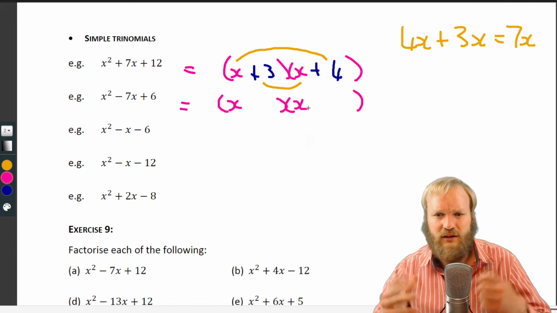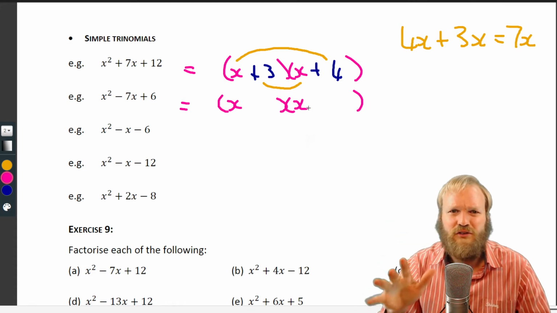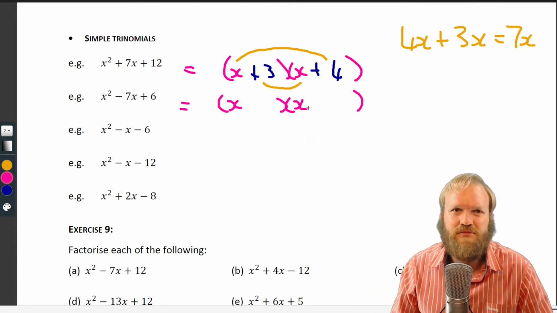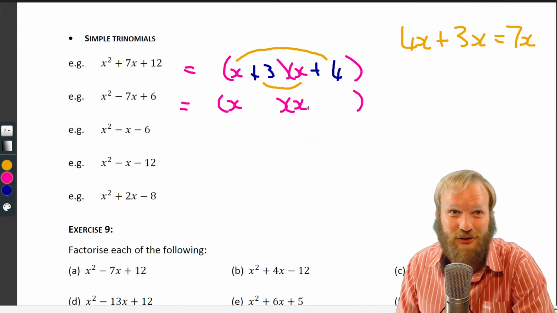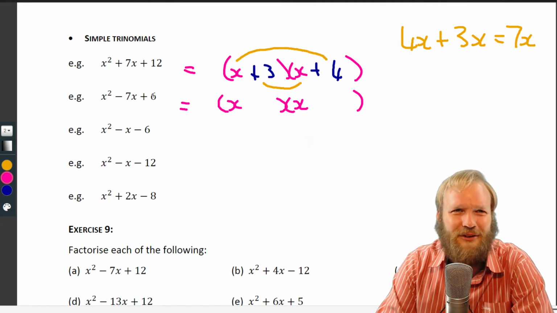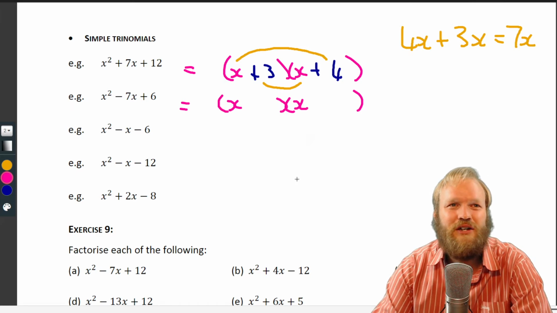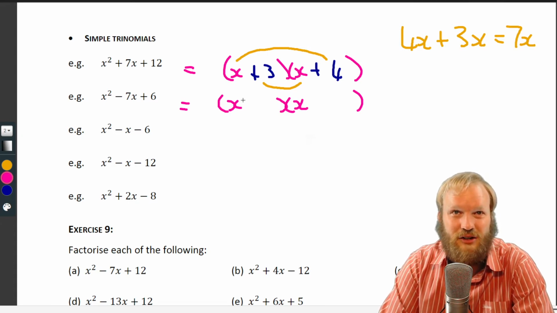Now, as we're getting back into these, what's your confidence level on factorizing trinomials? Right, great high number, whatever you said or whatever you didn't say there.